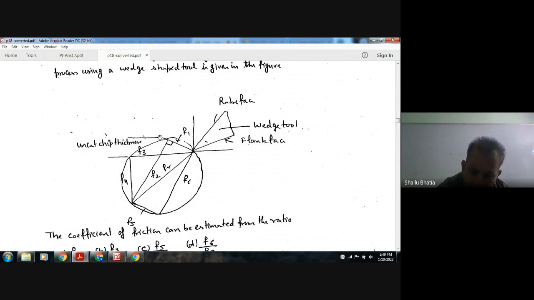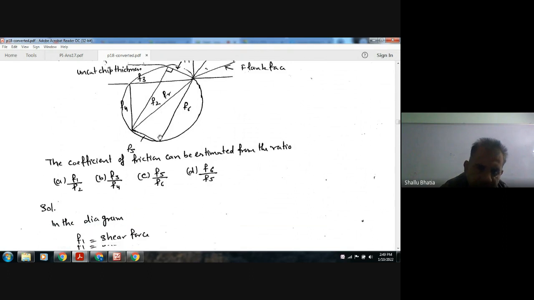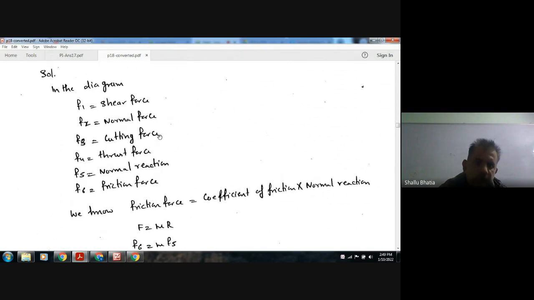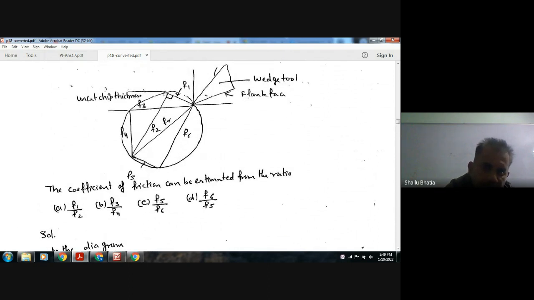The coefficient of friction can be estimated from the ratio of option A F1 by F2, option B F3 by F4, option C F5 by F6, and option D F6 by F2. Here F1 is the shear force, and Fn is the normal force. This is the cutting force, this is the thrust force. This is the force of friction, and this is the normal reaction.